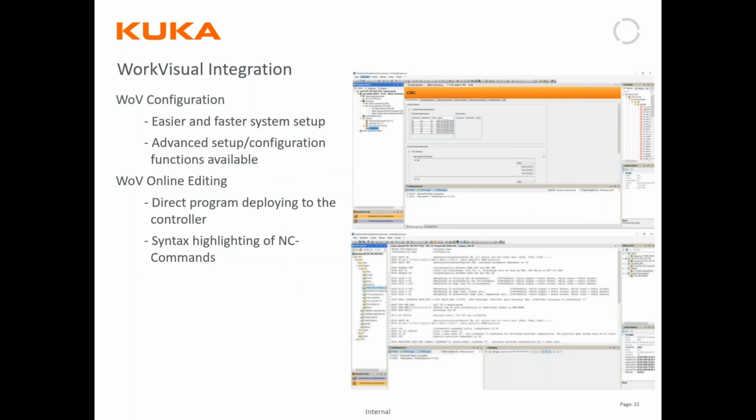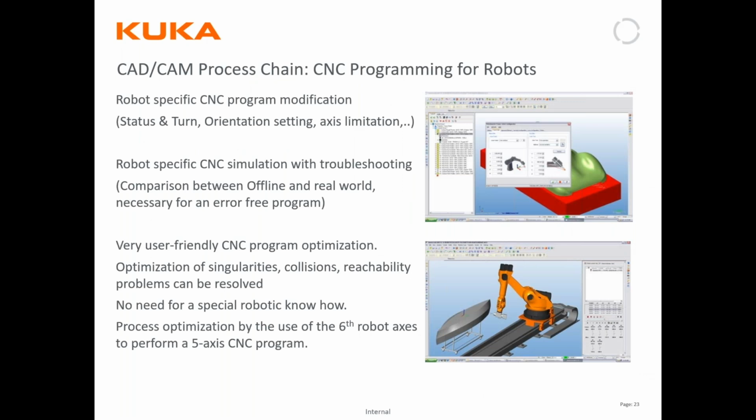With KUKA.CNC, the Work Visual integration is also seamless. One can do the configuration using Work Visual. It's easier and faster to set up the system. Advanced system configuration and functions are available. Work Visual online editing is an option where one can directly change the programs and deploy them into the controller. Syntax highlighting for NC commands is also available there.